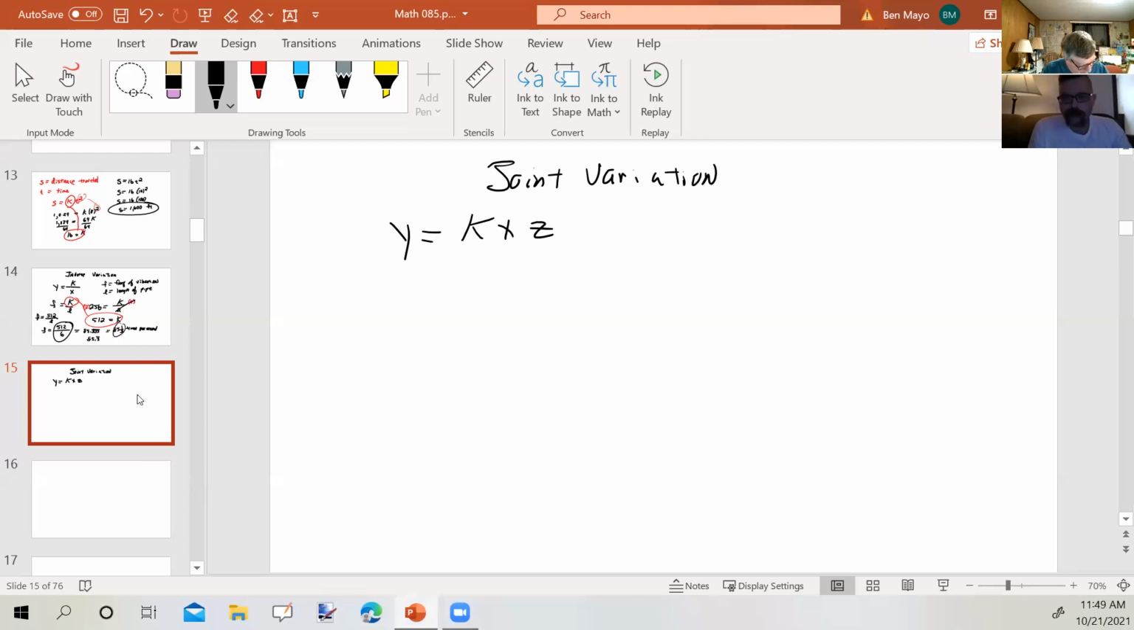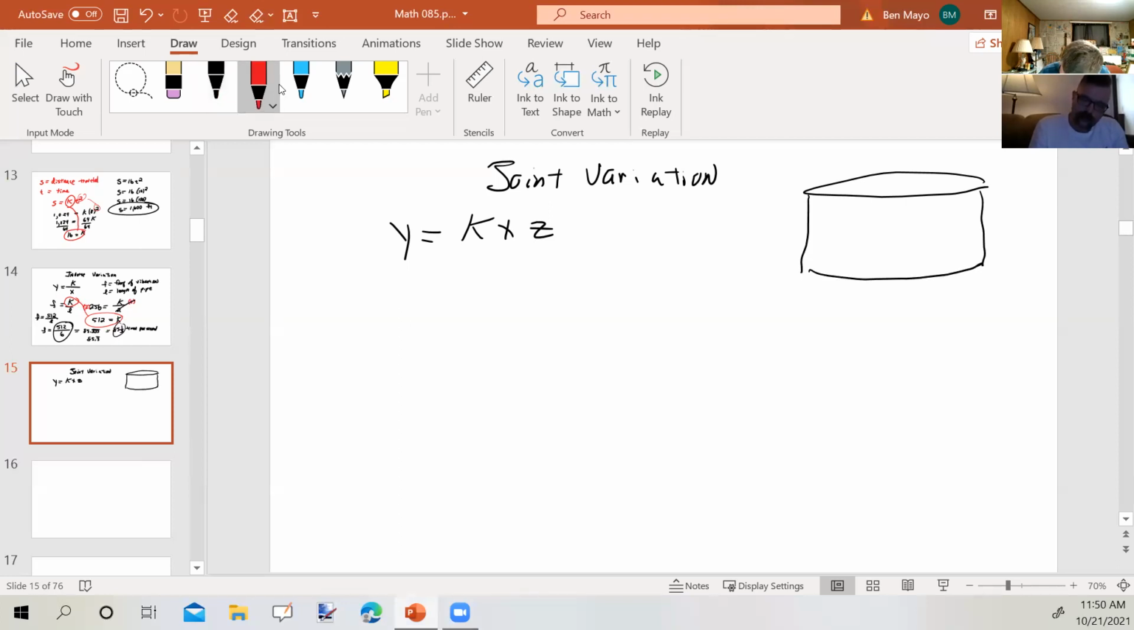It says the number of gallons of oil that can be stored in a cylindrical tank varies jointly as the height of the tank and the square of the radius of its base. All right, and I'm going to attempt to draw a picture of this tank. And what we have is the height is 20 feet, and the diameter is 15 feet. Okay, so that's our picture.